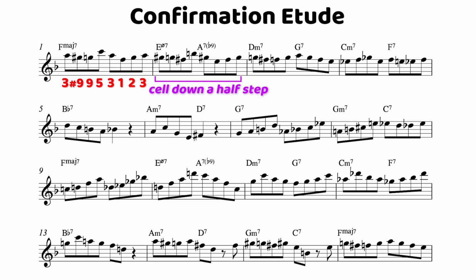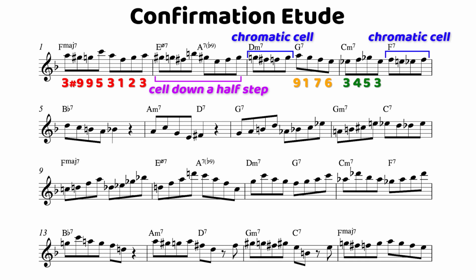Now, measures 3 and 4 you can also consider to be compound cells. Of course, they're both different to each other. In the 3rd measure, you start with that chromatic cell, and then it goes just down the scale. So you've got 9, 1, 7, 6. And in the 4th measure, you have 3, 4, 5, 3, followed by a chromatic cell that starts on the root of that chord.